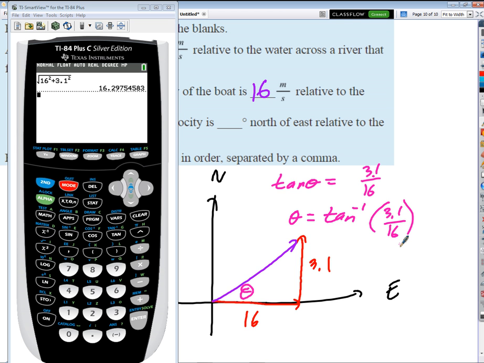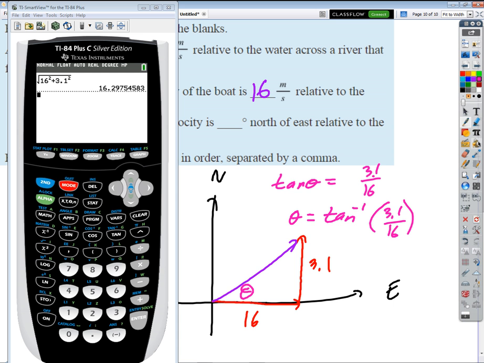Questions on how we did that? No. To get from here to here, I took the inverse tangent of both sides of the equation, right? So the inverse tangent of 3.1 over 16 is, well, we don't know yet, it's some number. The inverse tangent of tangent cancels it, right? Okay? So we put that in our calculator.